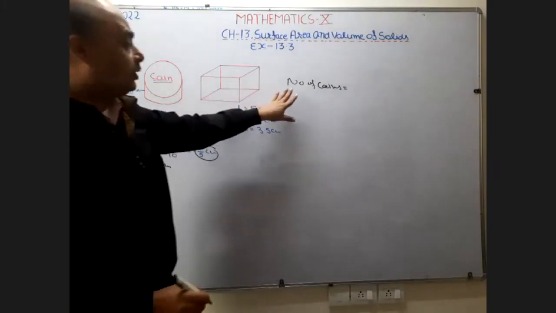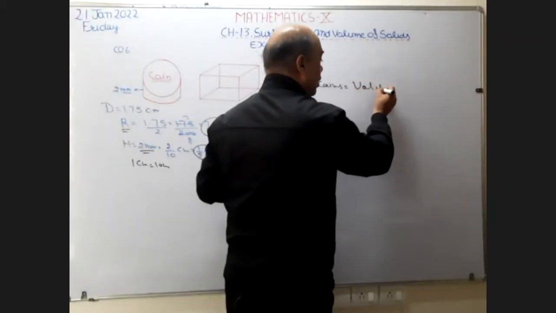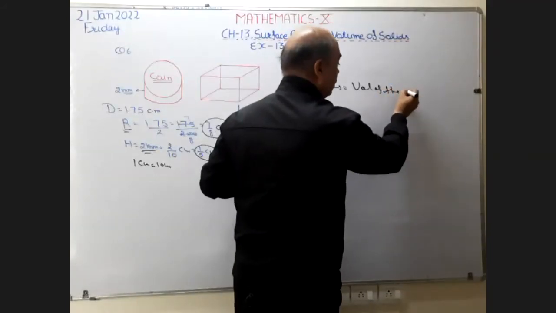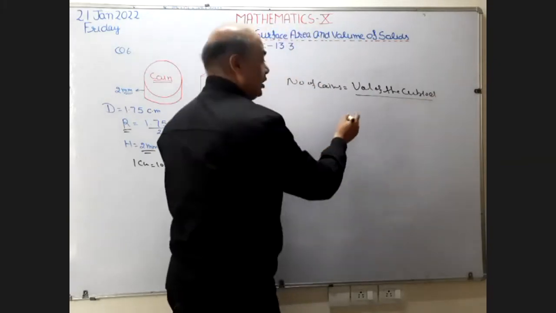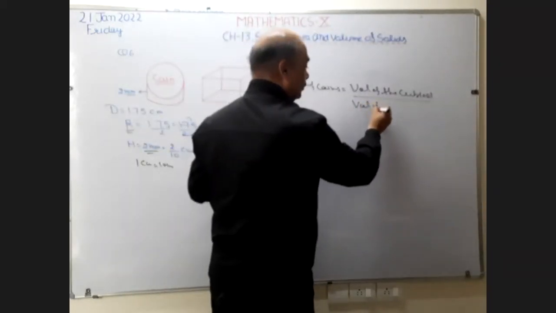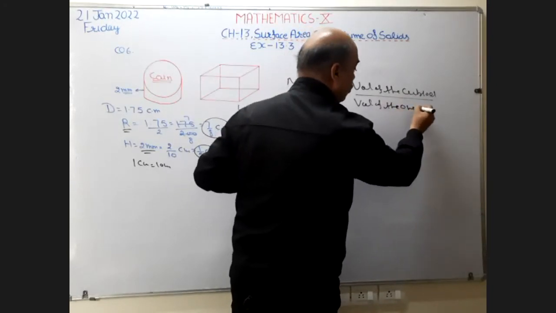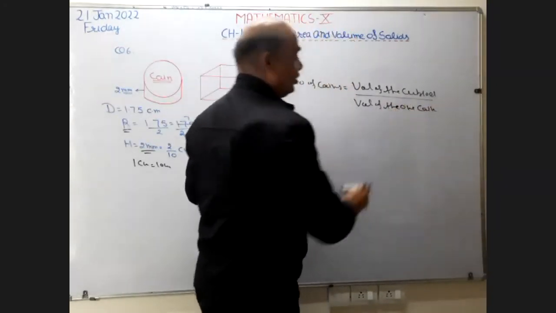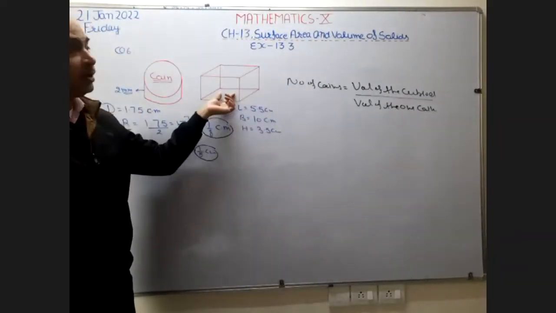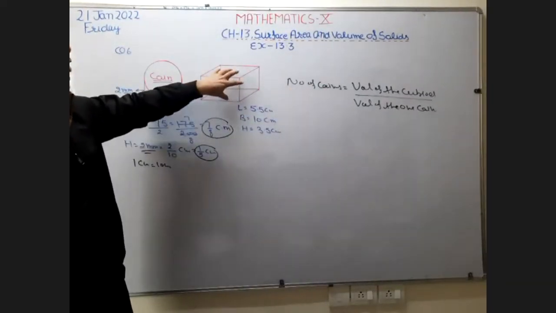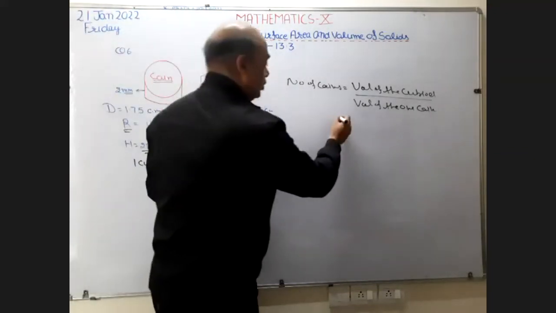So the formula becomes: number of coins equals the volume of the cuboid upon the volume of one coin. Now the coin is the shape of a cylinder and this shape is a cuboid. If we divide the volume of this solid by the volume of one coin, the number of coins is there.